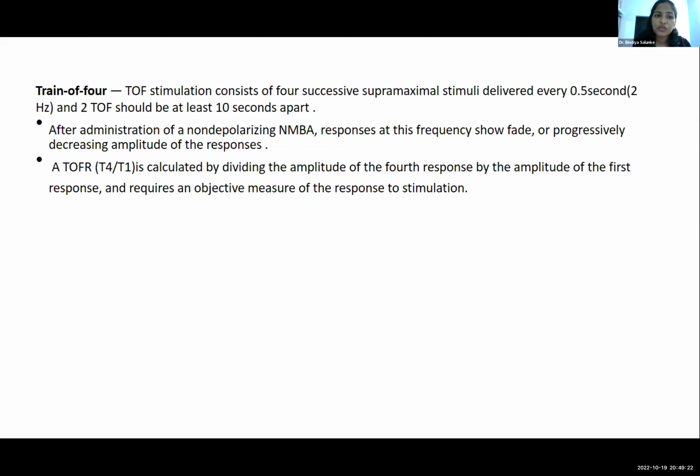Second is the train of four, which is most commonly used. Train of four stimulus consists of 4 successive supramaximal stimuli delivered every 0.5 seconds, and the two train-of-four stimuli should be at least 10 seconds apart. After administration of a non-depolarizing neuromuscular blocking agent, responses at this frequency show fade, or progressively decreasing amplitude of responses. The train-of-four ratio is calculated by dividing the amplitude of the 4th response by the amplitude of the 1st response and requires an objective measure of the response to stimulation.